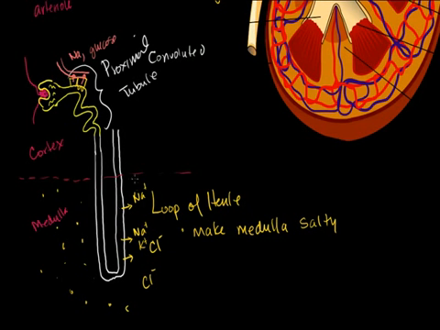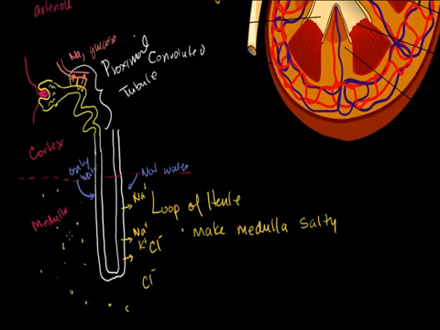So we could say not permeable to water. The descending part of the loop of Henle is only permeable to water. Only water. So what's going to happen? If this is all salty because the ascending part is actively pumping out salt, what's going to happen to water as it goes down the descending loop?